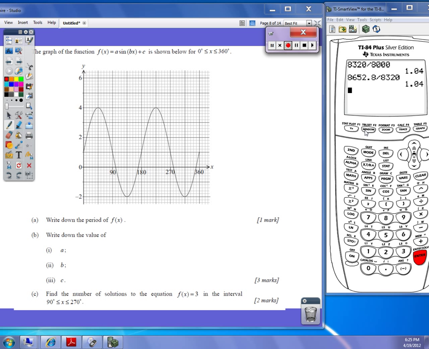Problem 9 has a trig graph, and in fact I don't have to identify what kind of a trig graph it is because I see that they tell me I've got a sine graph.